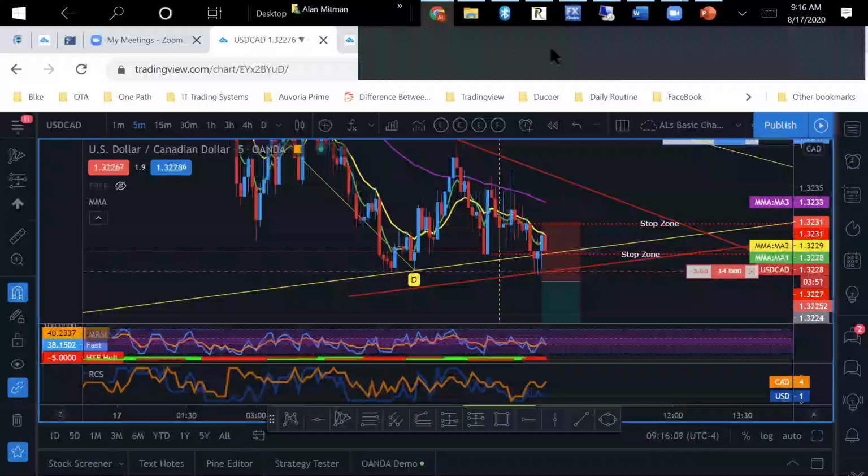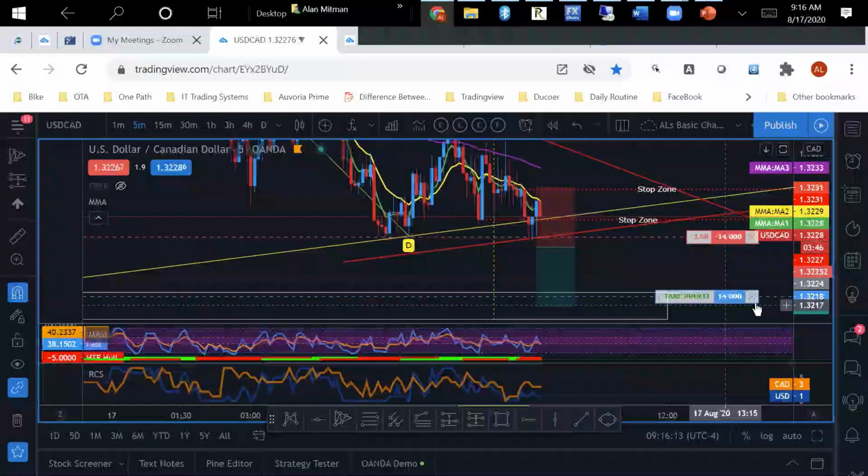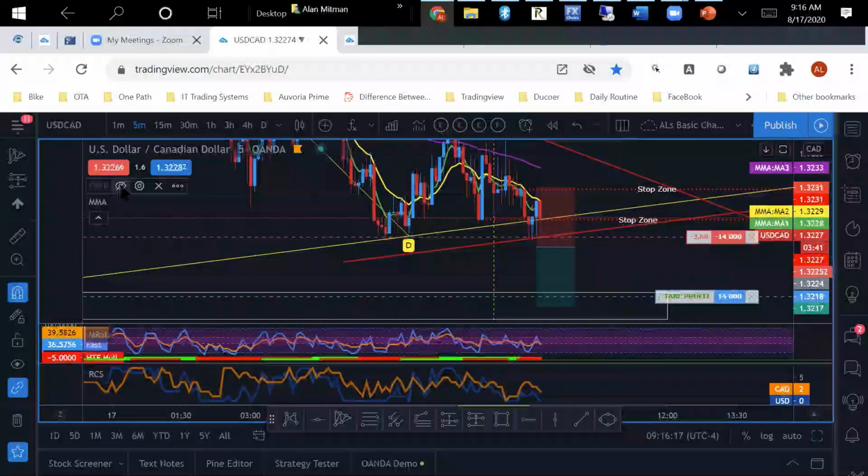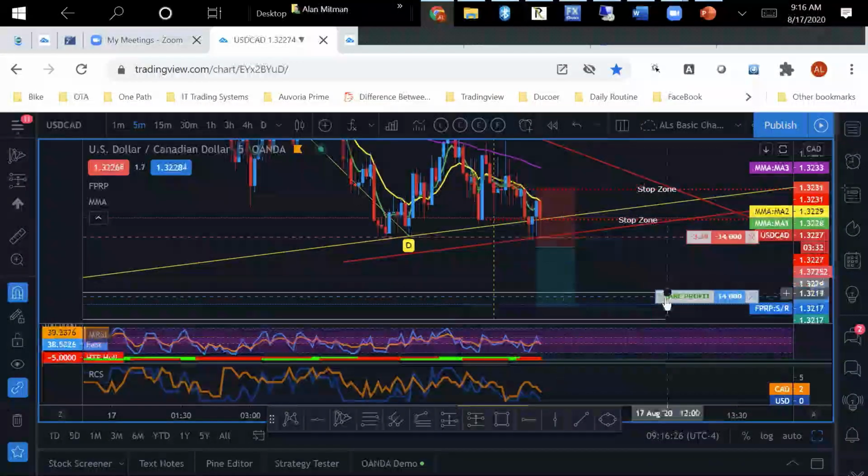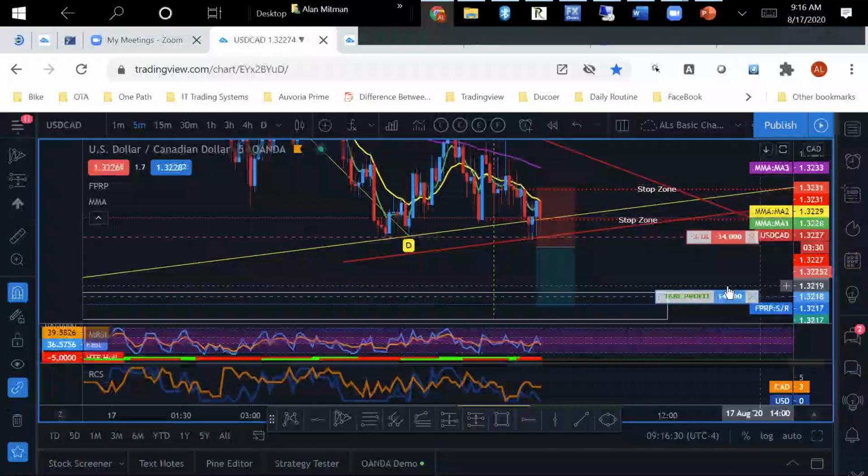I can see a nice little break. And we're going to look for a fib line down here on the 5-minute chart. It's 32.17. That's pretty much where my target's going to be, just a little bit above that. I've got mine set at 32.18.